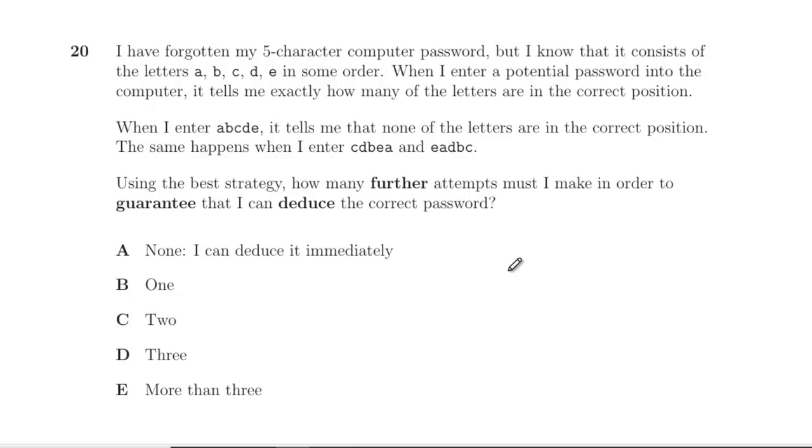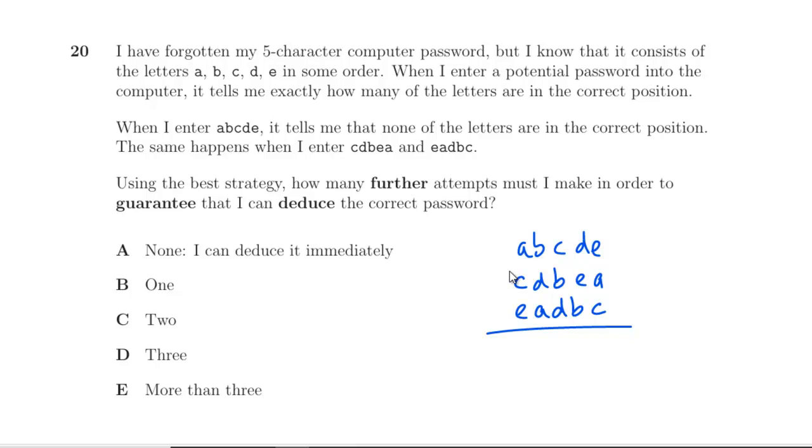I have forgotten my 5-character computer password, but I know that it consists of the letters A, B, C, D, E in some order. When I enter a potential password into the computer, it tells me exactly how many of the letters are in the correct position. When I enter A, B, C, D, E, it says none of them are correct. Same with C, D, B, E, A and with D, B, C. Okay, so none of those are in the right place.